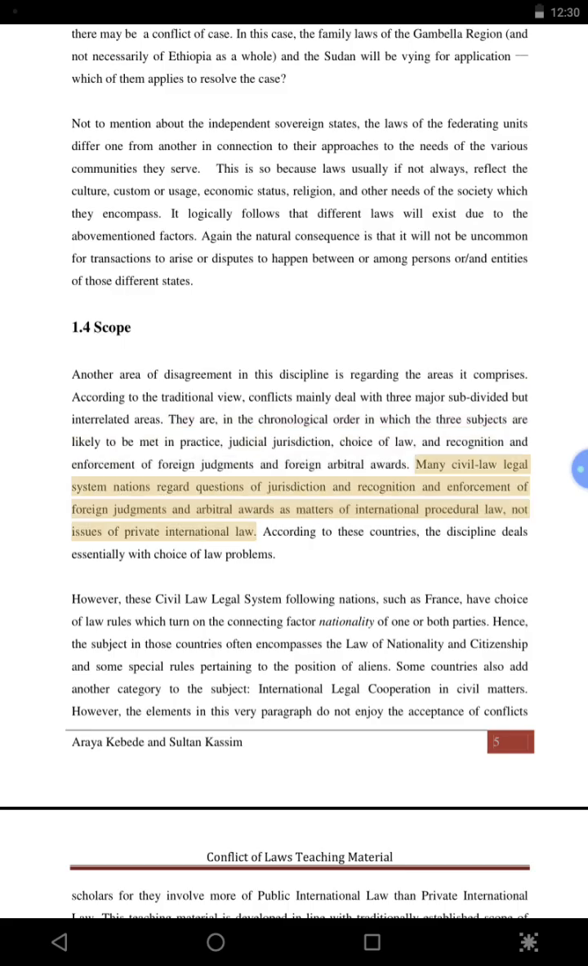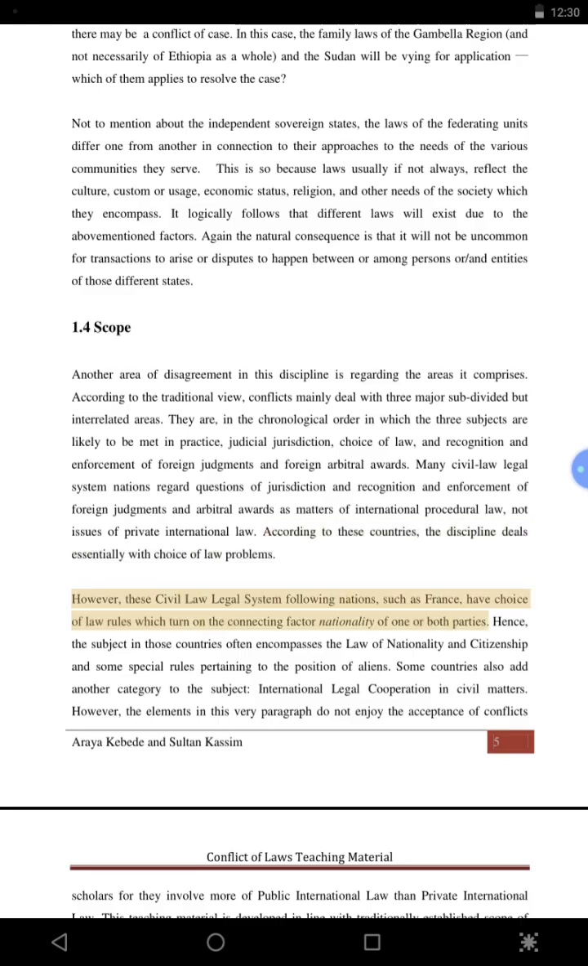Many civil law legal system nations regard questions of jurisdiction and recognition and enforcement of foreign judgments and arbitral awards as matters of international procedural law, not issues of private international law. According to these countries, the discipline deals essentially with choice of law problems.